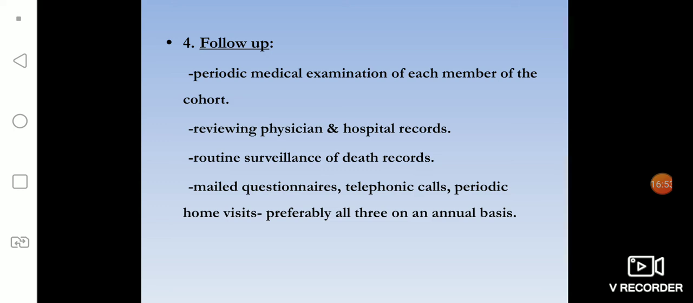Coming to the follow-up. This particular follow-up is done through periodic medical examination of each member of the cohort, reviewing the hospital records and physician records, routine surveillance of the death records, and mailed questionnaires, telephonic calls, and periodic home visits. These are preferred to be done on an annual basis. So with this follow-up, we will get the required information on their exposure, and whatever records are required from them, we can get the information to study over the required duration of time.